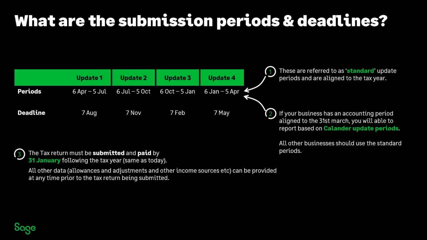And lastly, you've got the final tax return. So this is when you're going to submit and when you'll pay. The deadline is the same as for the current self-assessment submission, so the 31st of January following the tax year. That means if you are following the standard update periods, it gives you from April till the following January to make any adjustments and claim any applicable relief.